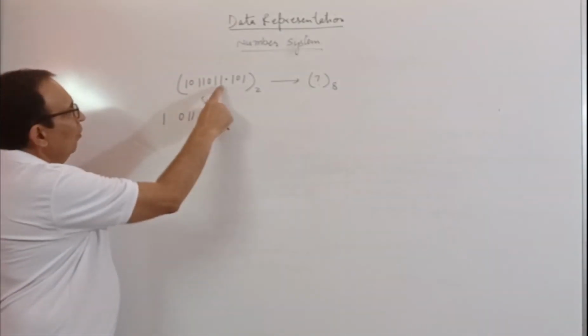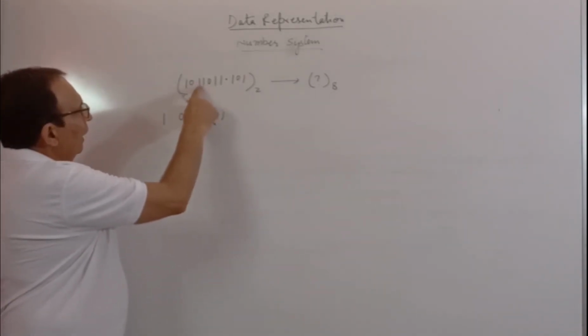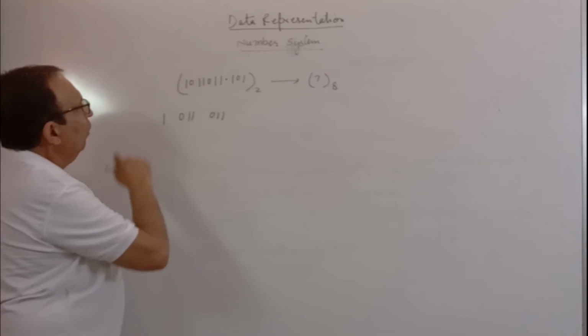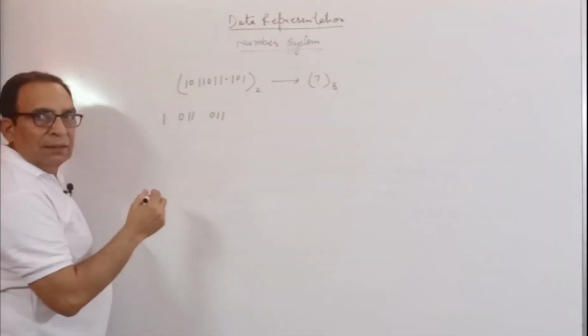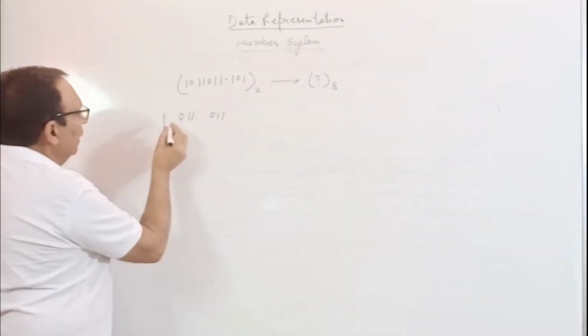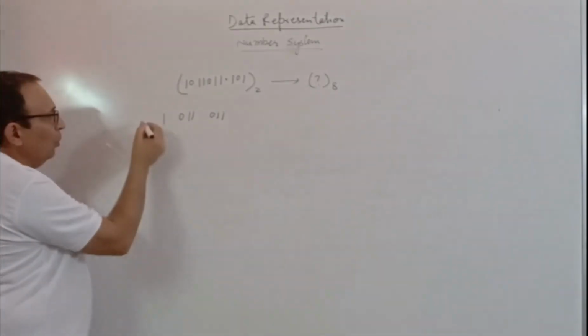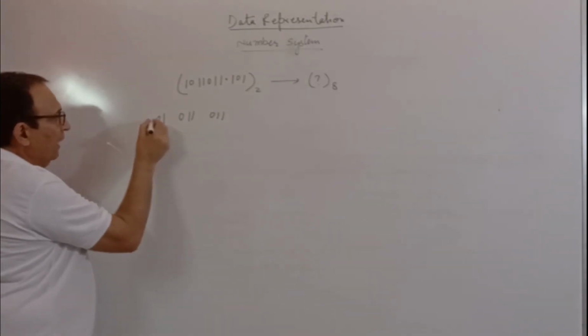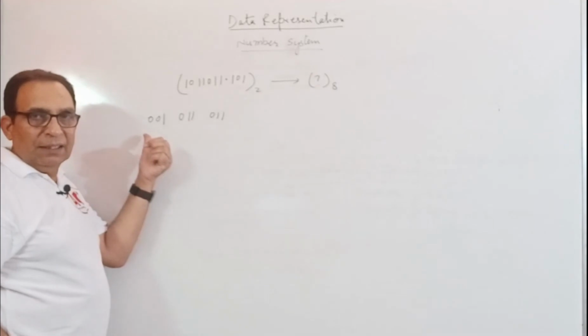See, 110, 110 and 1. This is 1 only. I can put zeros towards its left-hand side to make the group of 3 bits.